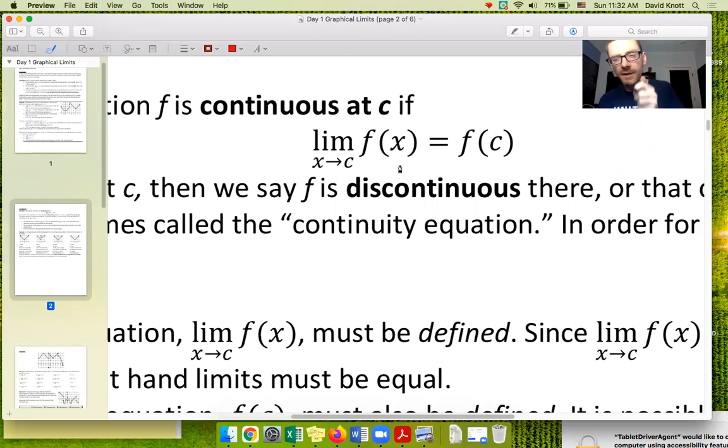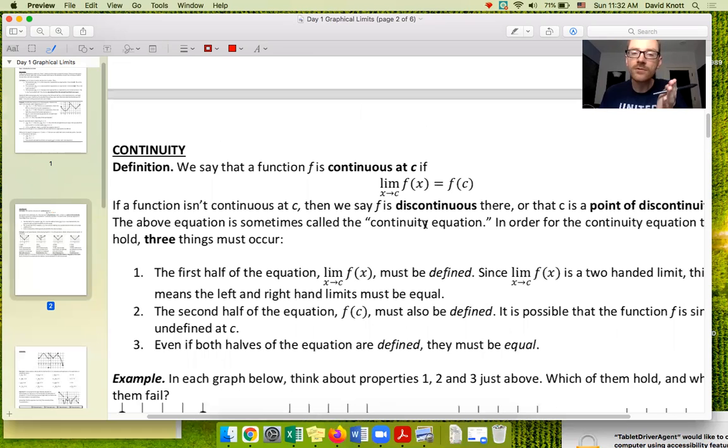But that's still not enough, because even if this expression is defined, and even if this expression is also defined, they need to be equal to each other. They need to be the same number. And that's the third thing that needs to go right in order for this equation to be true. Beyond both expressions being defined, they have to actually be the same number.